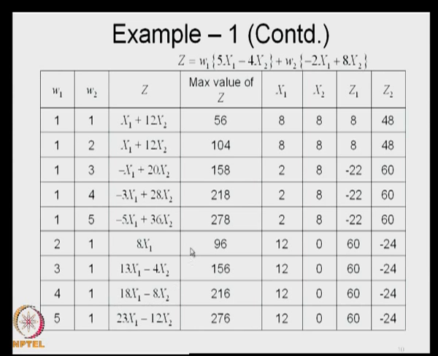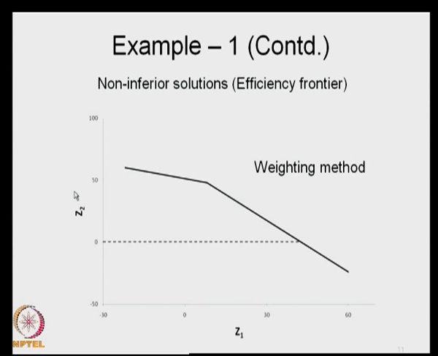So, this generates a set of solutions for Z1 and Z2 as you change the weights. We now plot the non-inferior solutions. So, we pick up Z1 and Z2 and then simply plot Z1 versus Z2. Now, this is called an efficiency frontier. We are dealing only with two objective functions.